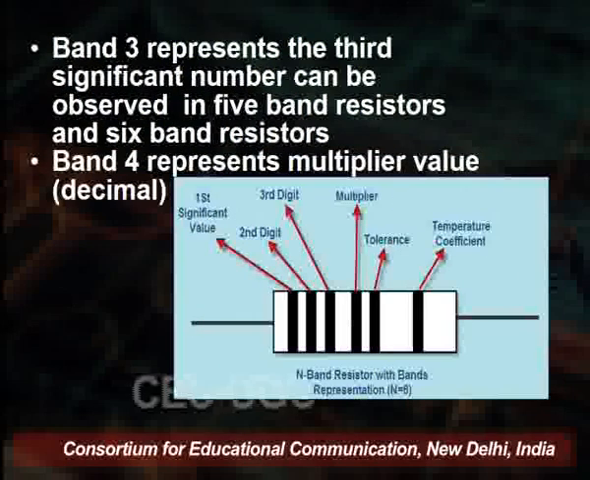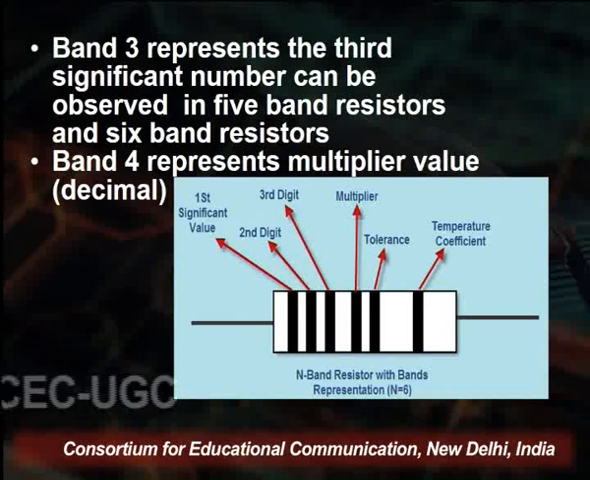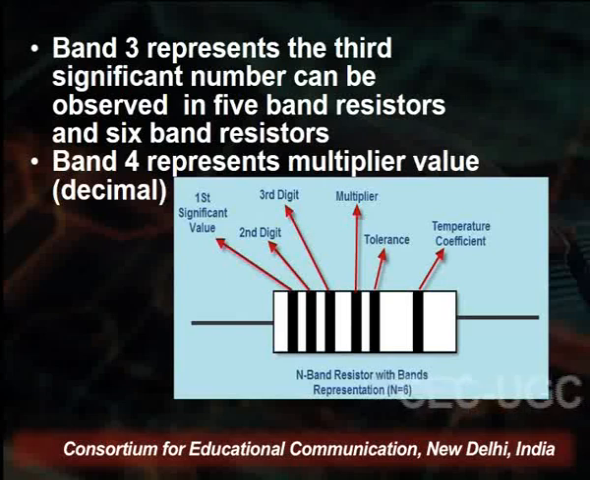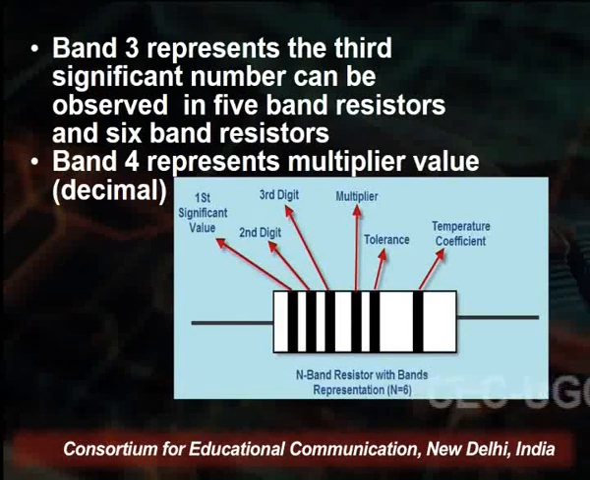Now, the third band also represents a number, which can be observed in 5 band and 6 band resistors. In the 4 band resistor we just use the first and second digits, but in the 5 or 6 band resistors we have the third digit also. The third significant number we will read from this. Band 4 represents the multiplier value, as you are seeing here on the diagram.